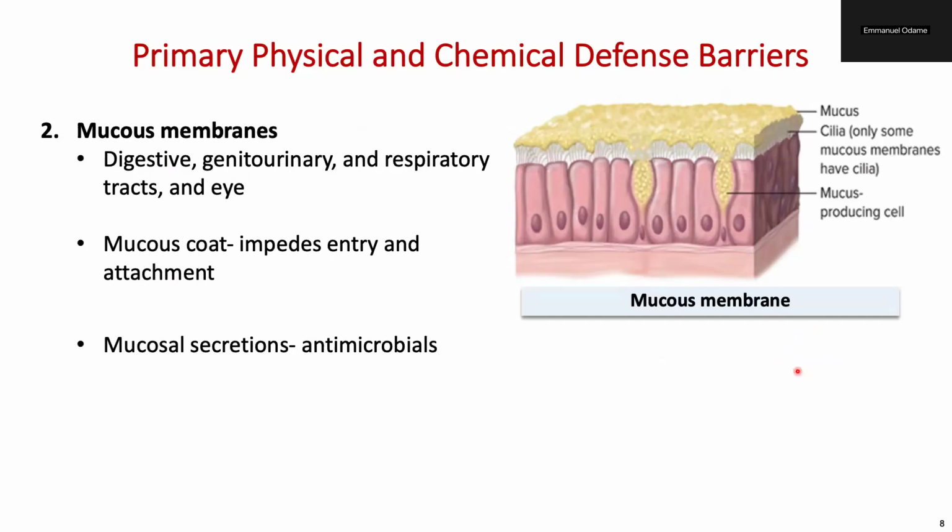The second one we'll be talking about under physical barriers is your mucous membrane. These are present in the digestive tract, genitourinary tract, respiratory tract, and also the eye. Their main mode of defense is secretion of a mucus coat, which impedes the entry and attachment of bacteria. And then they also have mucosal secretion, which contains antimicrobials, basically fighting against the invasion of microbial organisms.